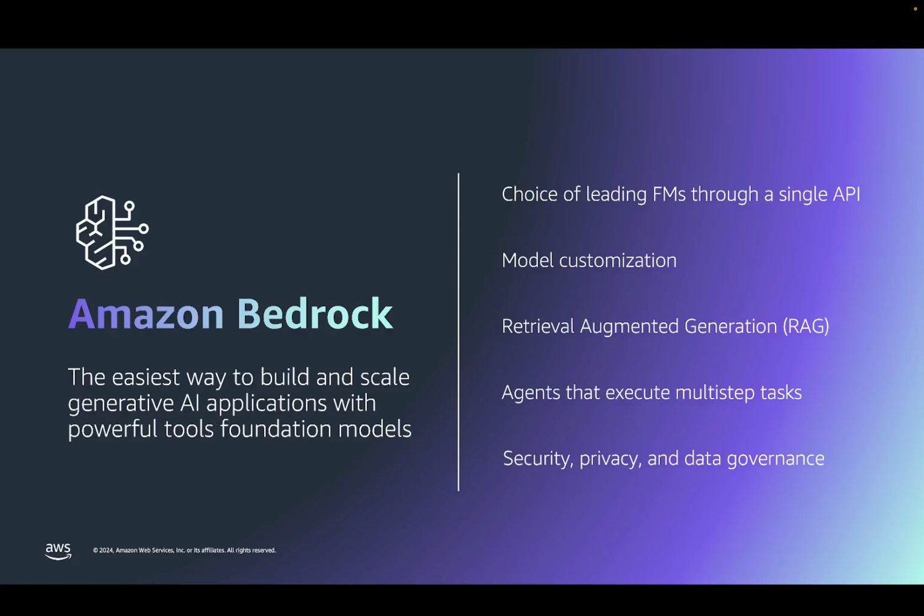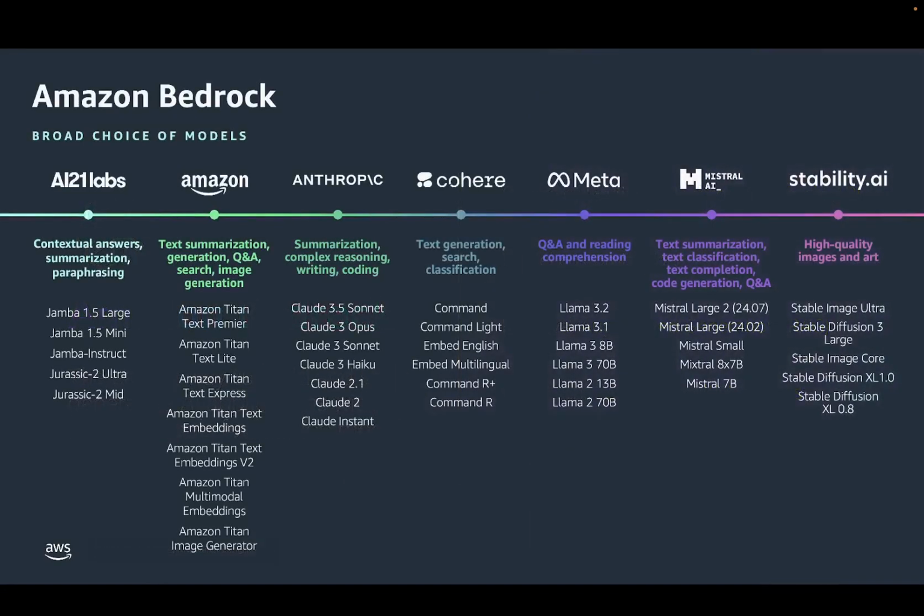You can build agents that execute multi-step tasks. And of course, all this in a secured way. Your data remains private and we do not share any data with our model providers. So let's see who our model providers are. In Amazon Bedrock, you can access models from Anthropic, from Mistral AI, from Meta, from Stability AI. You can also access models from Cohere, AI21 Labs, and of course from Amazon. There is a list of models that you can access here.